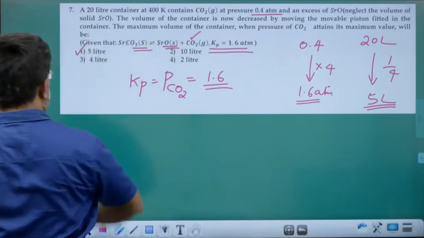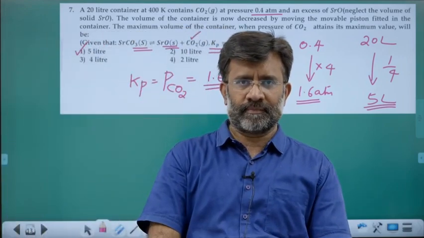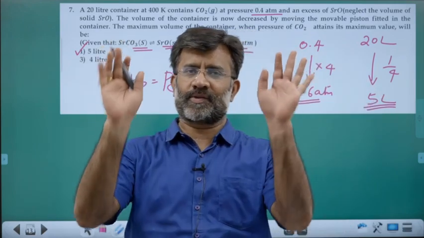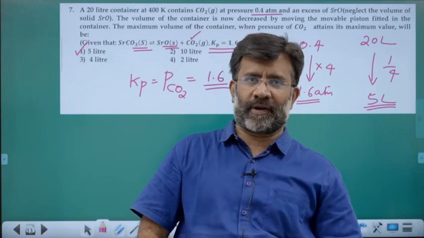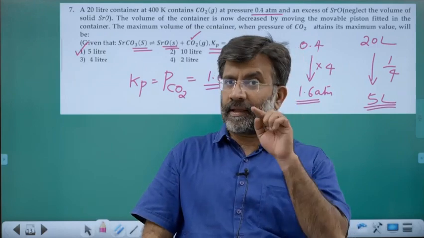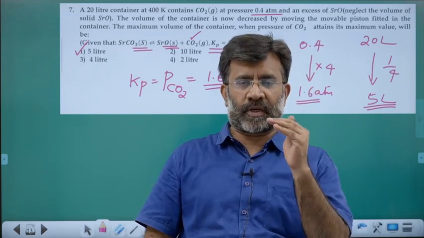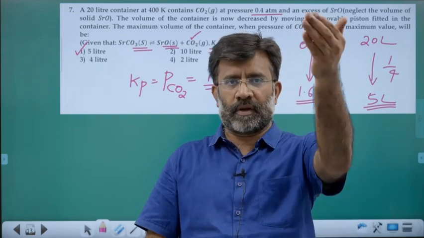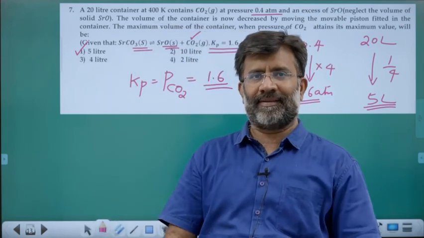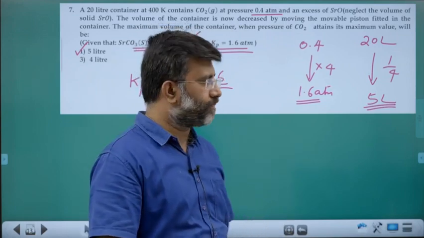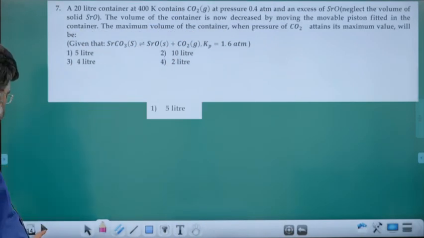Option 1. So, the pressure is 0.4 atm. See, the other components are solids. So, only CO2 is considered. Now that can go up to maximum in the equilibrium, 1.6 atm. That means pressure can be 4 times. So volume will be 1/4. Volume, now it is 20 liter, can be 1/4, 5 liters. Next.